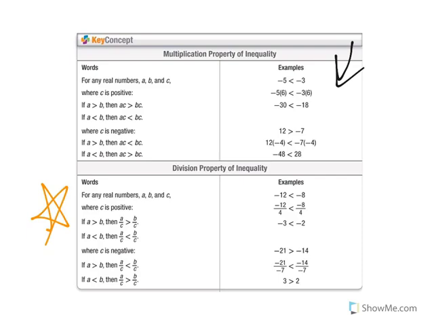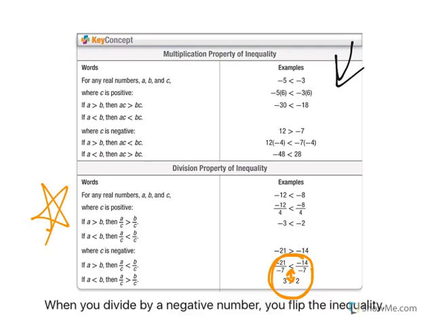When you divide by a negative number here, you end up having to flip the sign. So you see how we changed directions here? That's because we divided by a negative number. So that's very important. When you divide by a negative number, you flip the inequality. I put that at the bottom for you.